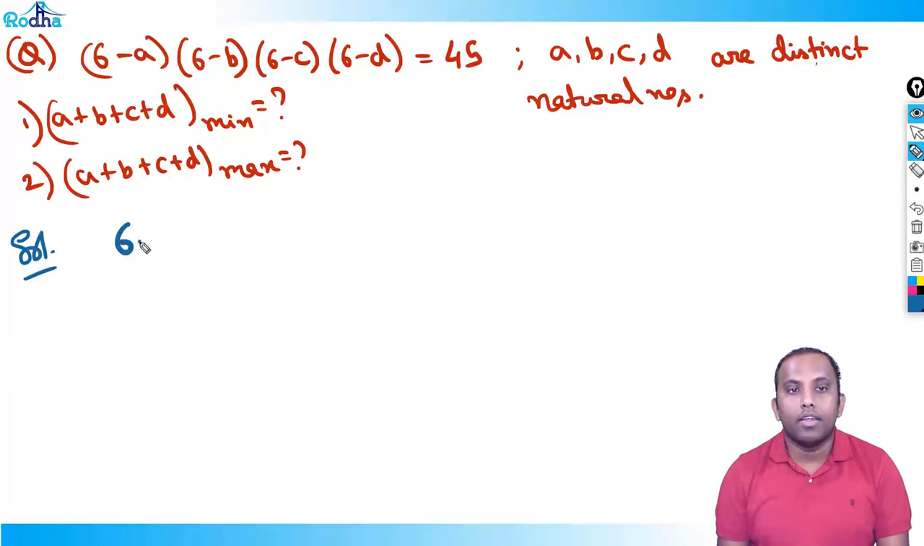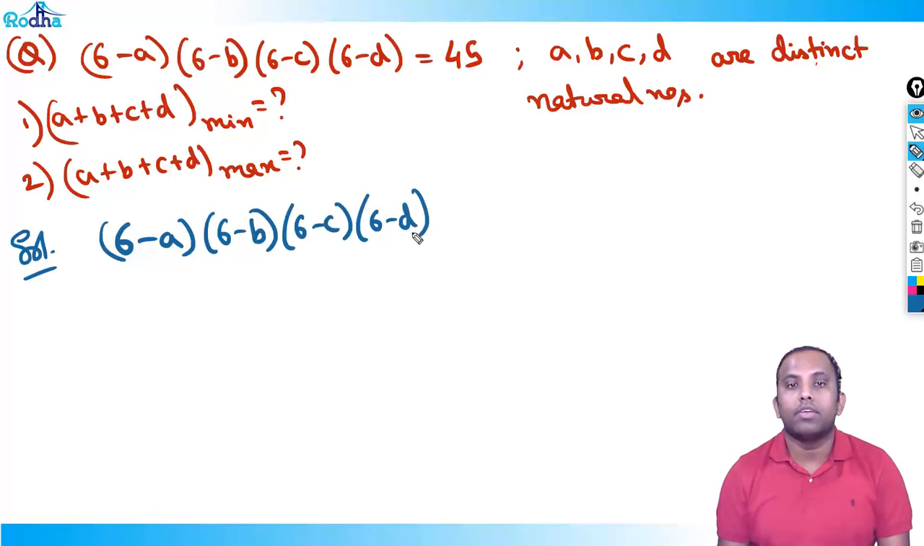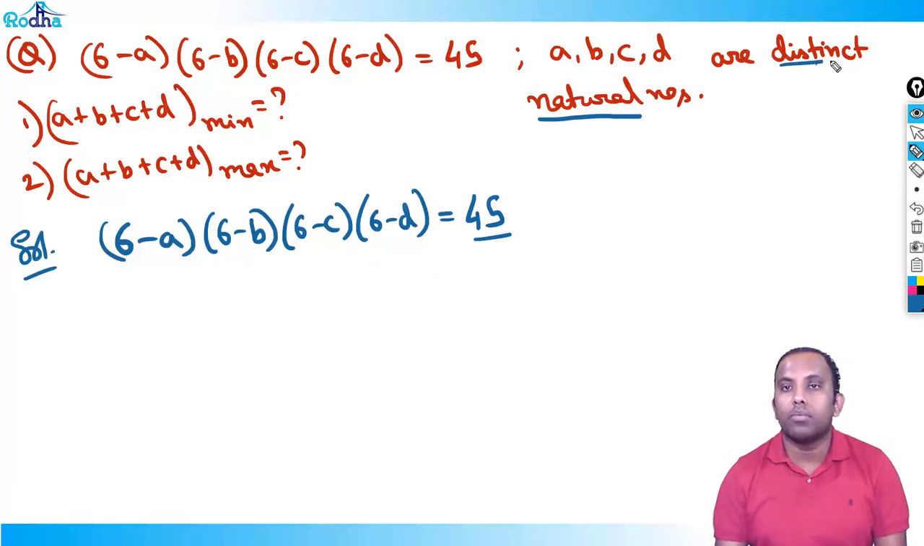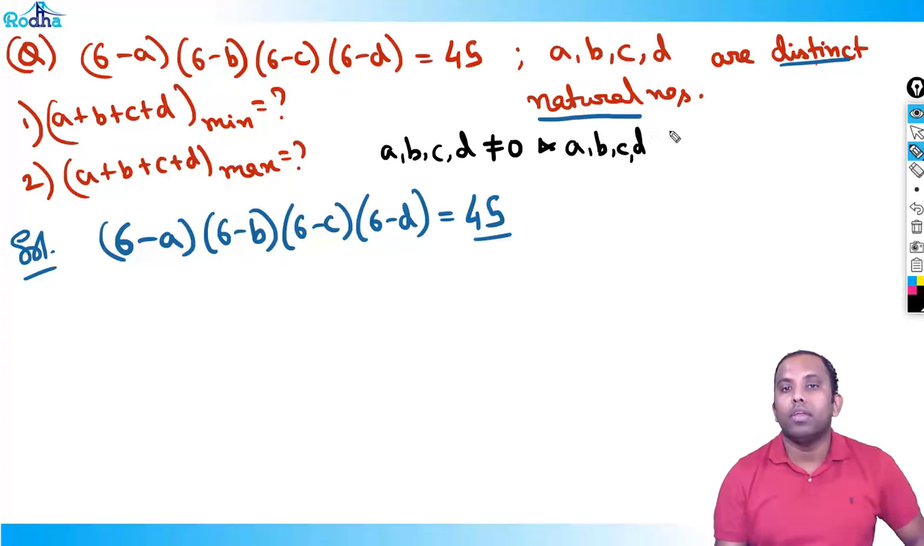See, (6 minus A) into (6 minus B) into (6 minus C) into (6 minus D) is equal to 45. Now, since A, B, C, D are distinct natural numbers, that means A, B, C, D can't be negative. We have to take utmost care of this. While factorizing 45 into 4 factors, all 4 have to be distinct. So we have to take care that A should not be minus 1, and that means A should not be 0 also. So the constraint is A, B, C, D cannot be equal to 0, and cannot be negative also.